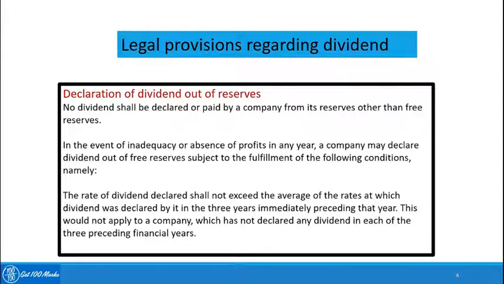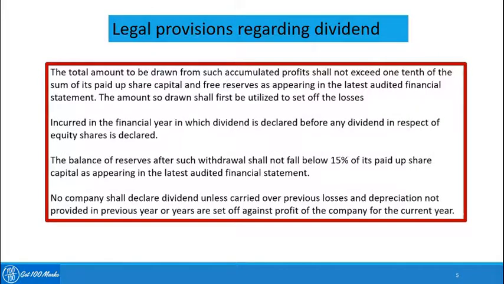In the event of inadequacy or absence of profits, the company may declare dividends out of free reserves, provided they fulfill the following conditions. The rate of dividend declared shall not exceed the average of the rates at which it was declared in the past 3 years, and this will possibly not apply to a company which has not declared any dividend, and they are doing it for the first time.